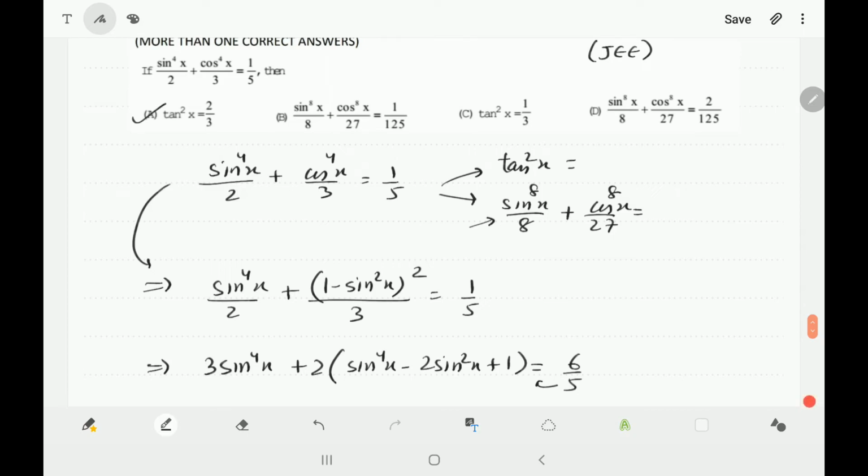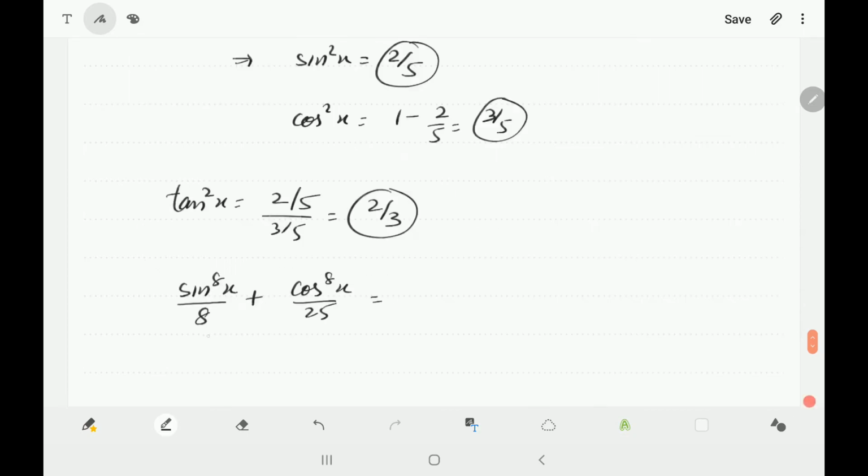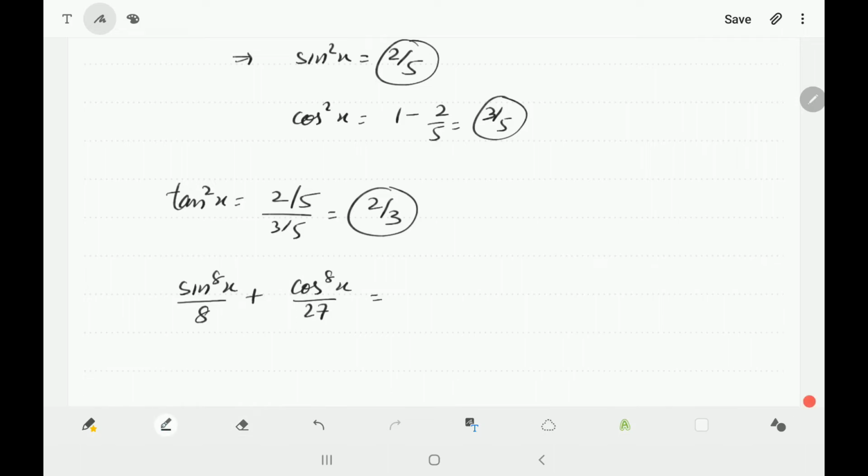Now we have to find the value of sin⁸x divided by 8 plus cos⁸x divided by 27. We have to find the value of this term. So we will now put the value of sin²x. It will be 1 by 8 into 2⁴ divided by 5⁴. Are you clear on this? Because sin²x is 2 by 5, so (sin²x)⁴ will be 2⁴ divided by 5⁴, which is sin⁸x, plus 1 divided by 27 into 3⁴ divided by 5⁴.